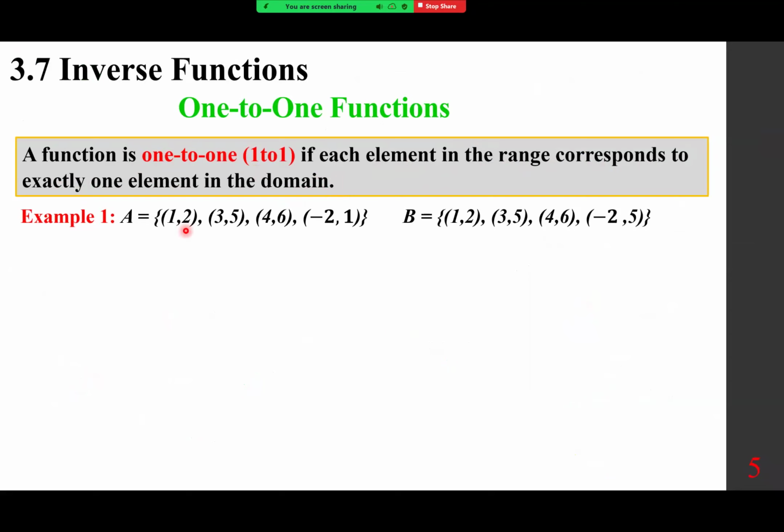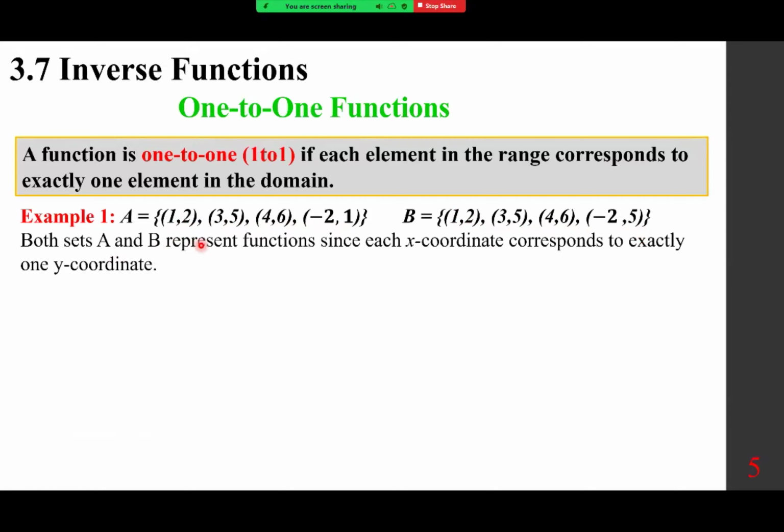So here's the example. A has the following pairs: (1, 2), (3, 5), (4, 6), (minus 2, 1). B has the pairs (1, 2), (3, 5), (4, 6), (minus 2, 5). Both A and B represent functions since each x coordinate corresponds to exactly one y coordinate. So if you look at the x coordinates for A, 1, 3, 4, minus 2, they're all different. For B, 1, 3, 4, minus 2, they're all different. Therefore, both represent a function.